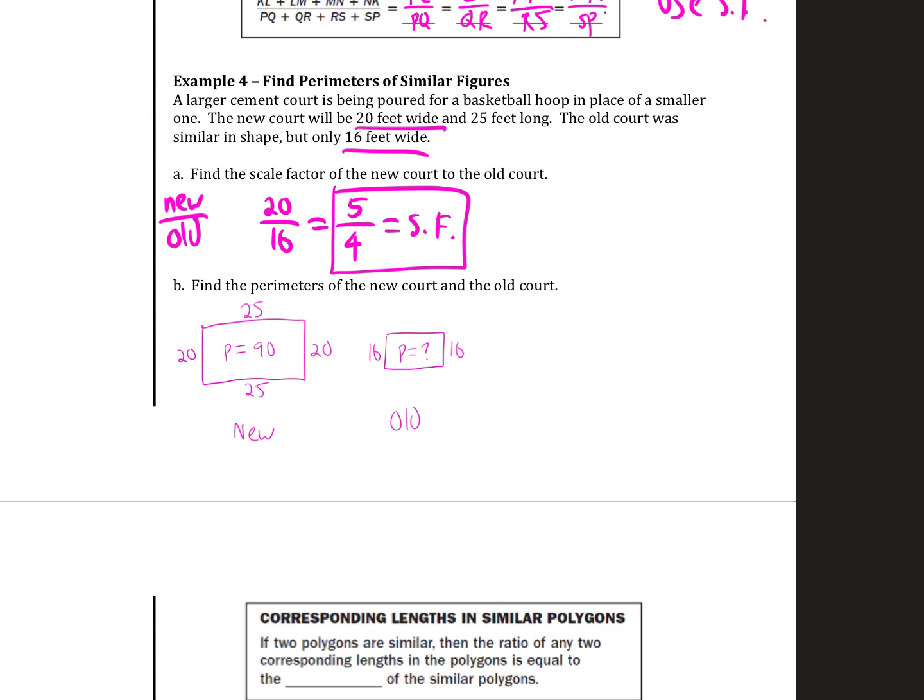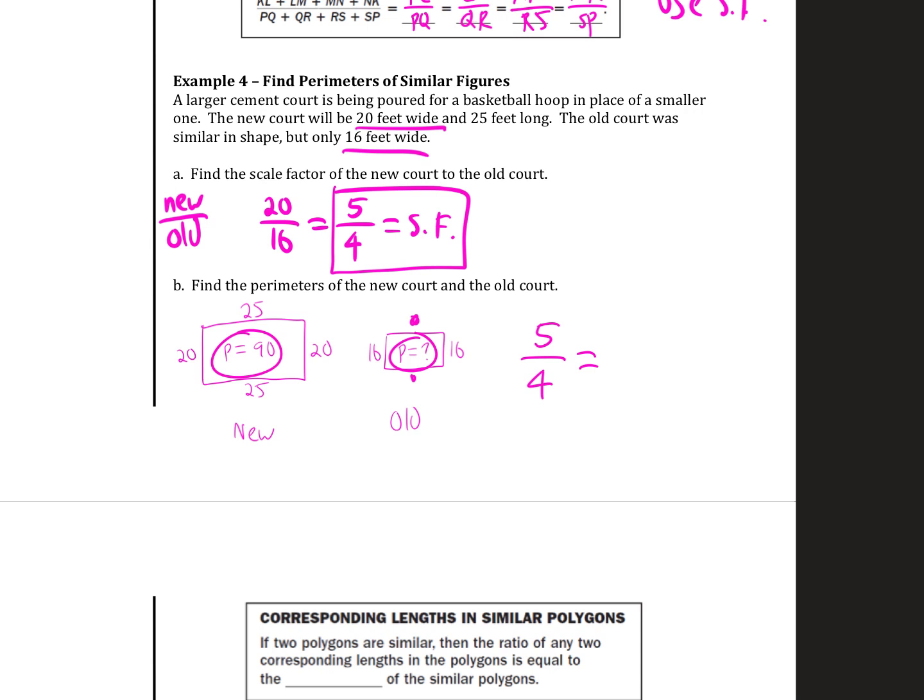All right, well, let's do this here. So we actually don't need to know the rest of it. We don't need to know these sides here, because now all we have is a scale factor, so we can just compare the perimeter to the old perimeter, okay? And you'll see what we do here in a second. So let's set up our proportion, right? So 5 over 4, which is new to old, equals, what's the perimeter of the new court?